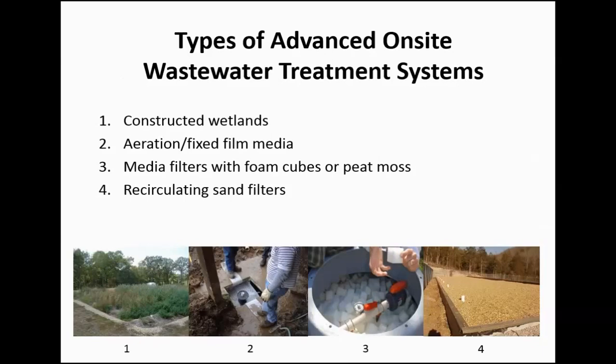The types of advanced on-site wastewater treatment system, there are 4 of them. Constructed wetlands, aerated fixed film media filters with foam cubes or peat moss, and recirculating sand filters. Final disposal will consist of drip irrigation with imported soils. The in-situ soils were not adequate to treat the effluent.